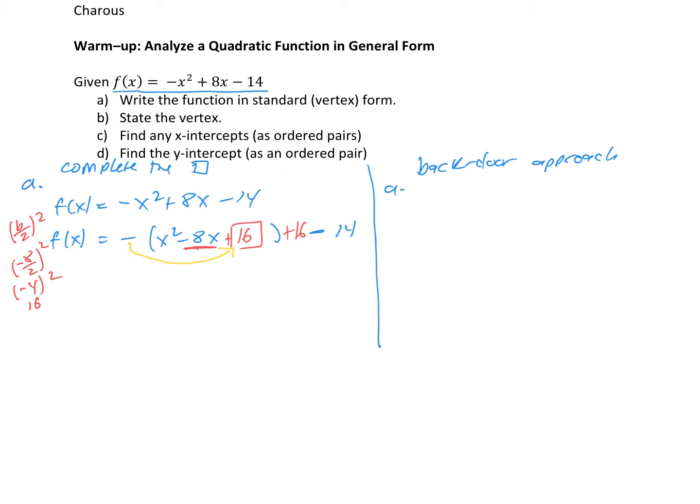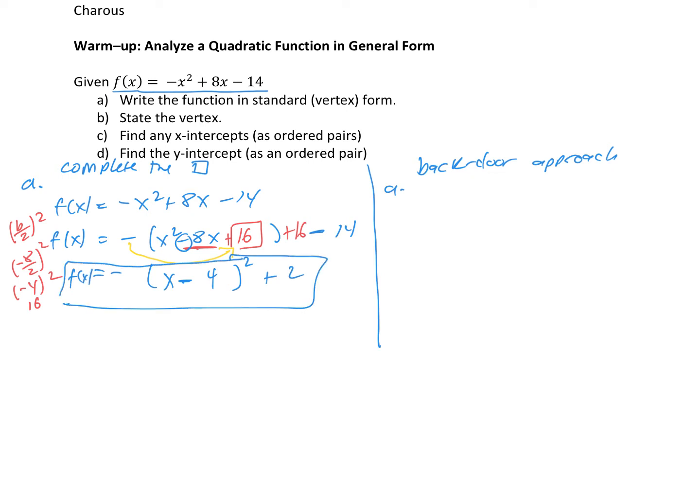Okay, now we are ready to rewrite the perfect square trinomial that we created inside the parentheses as the square of a binomial. That's going to be x minus, because we have minus 8x. And then the constant that we subtract here is half of the middle term, so half of 8, or the square root of 16. In both cases, that'll give us 4. So we have x minus 4 squared. Plus 16 minus 14 is plus 2. So this is our function in vertex form.